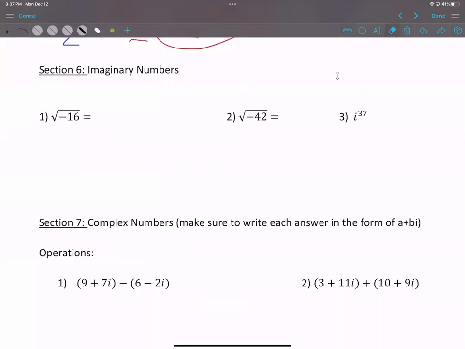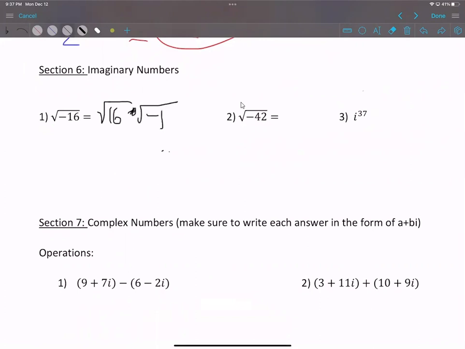Right, so up here with our next section, looking at section 6, just some imaginary number stuff. First two questions are just simplifying negative square roots. So just remember that the big idea here is you can separate the positive from the negative part.